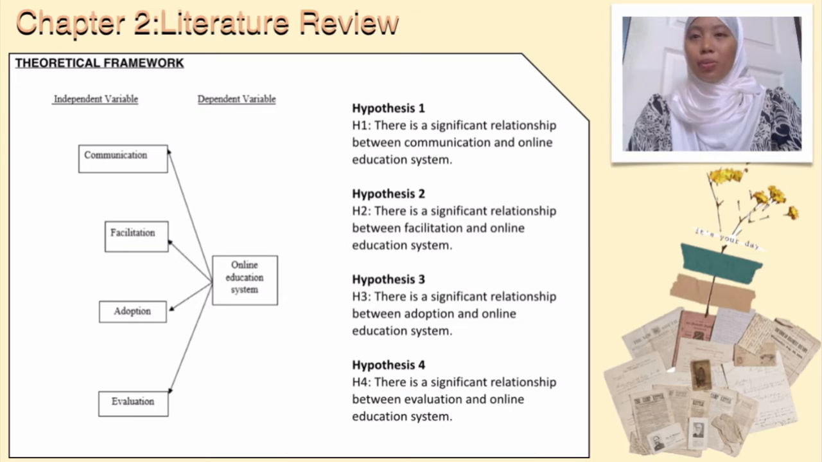In the theoretical framework, the dependent variable was online education system. Meanwhile, the independent variables were communication, facilitation, adoption, and evaluation. Communication refers to the interaction between the student and the lecturer, in terms of discussion during the class activity, the assignment, group activity, and others, with the use of online meeting apps such as Google Meet, Zoom meeting, Webex meeting, and other apps which help the student and the lecturer to communicate easily.